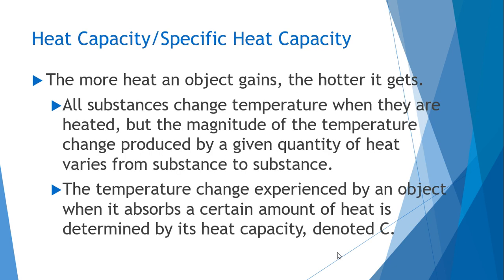Before we get into calorimetry, we have to understand a new important concept called heat capacity or specific heat capacity. The more heat an object gains, the hotter it gets. All substances are going to change temperature when they are heated. However, the magnitude of the temperature change produced by a given quantity of heat is going to vary from substance to substance. For example, if I give something 500 joules of energy, one substance might only increase to 23 degrees Celsius, but the other one might increase to 70 degrees Celsius.